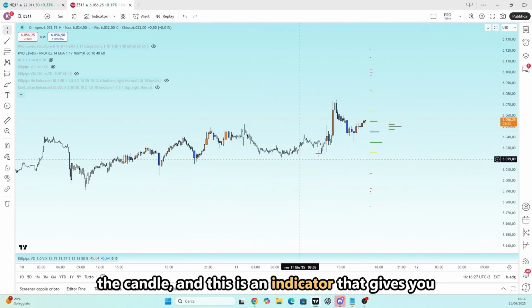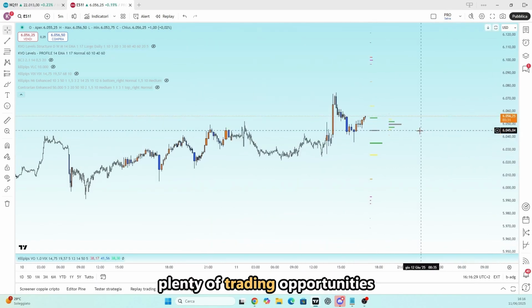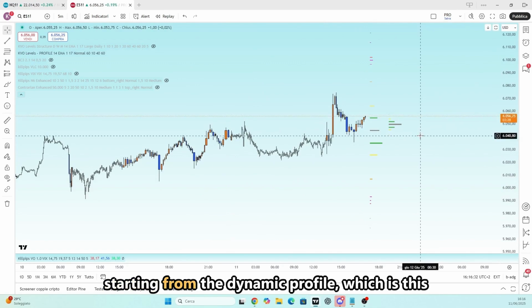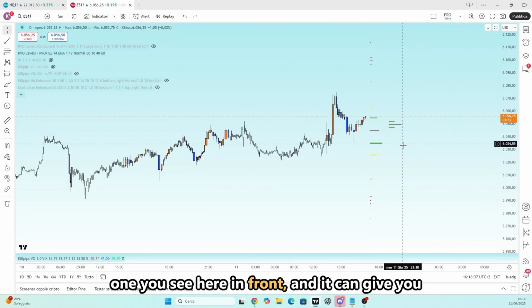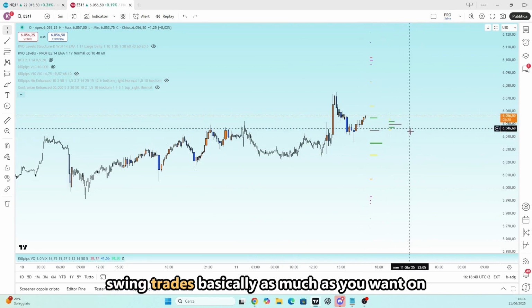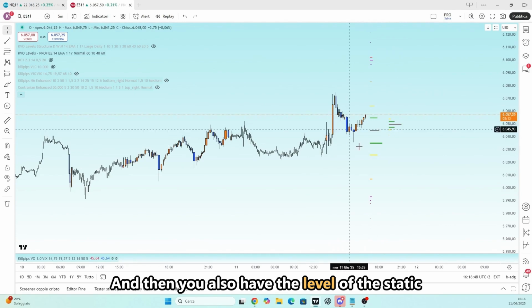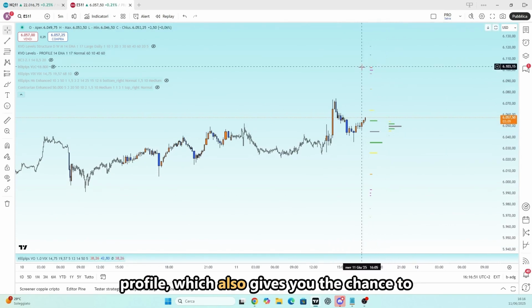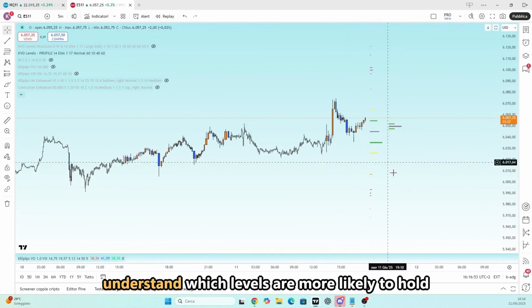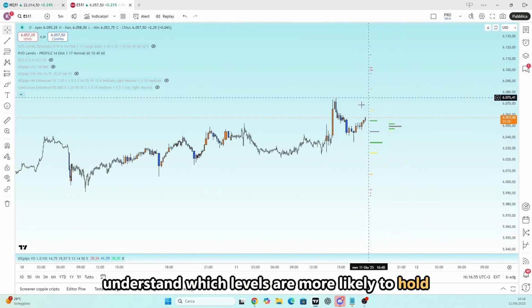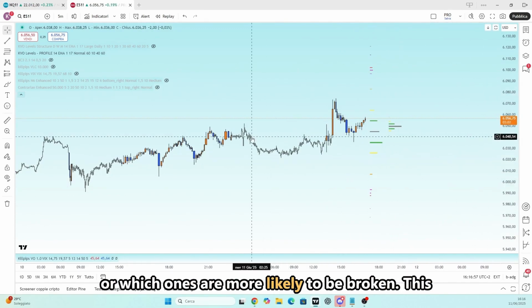And this is an indicator that gives you plenty of trading opportunities, starting from the dynamic profile, which is this one you see here in front, and it can give you swing trades, basically as much as you want on swing trading days. And then you also have the level of the static profile, which also gives you the chance to understand which levels are more likely to hold, or which ones are more likely to be broken.